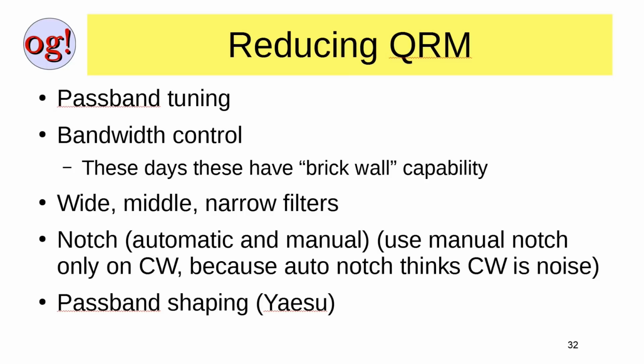The IC7300 has two, or they call it twin, passband tuning, one for the low end and one for the high end. Of course, it doesn't do it at IF because it's a fully digital DSP. You can also look at the bandwidth control.